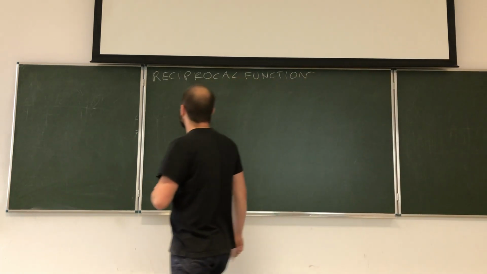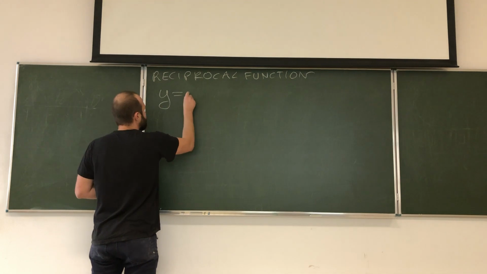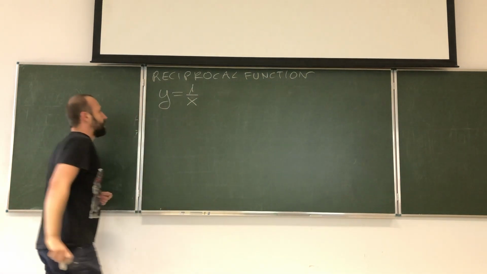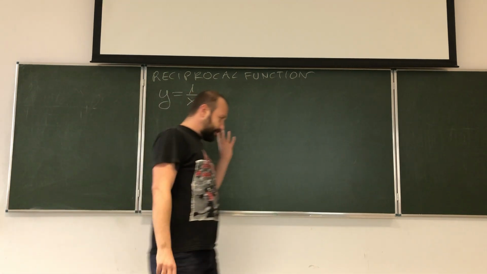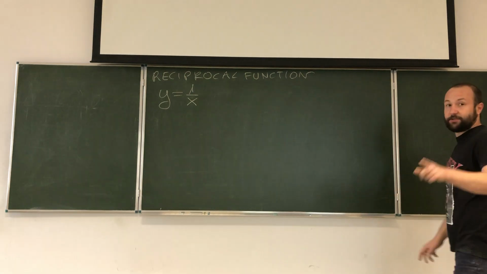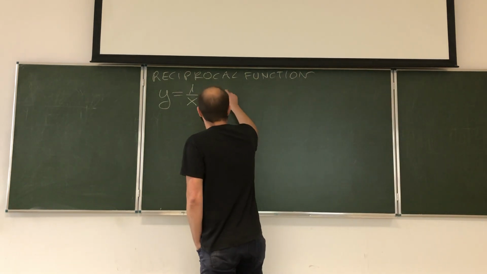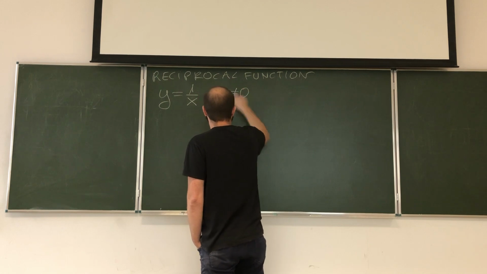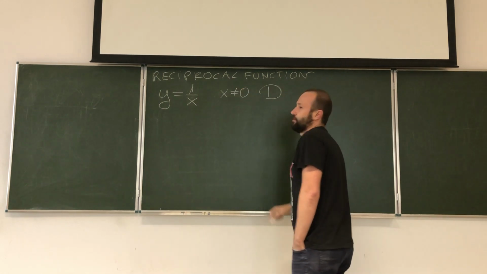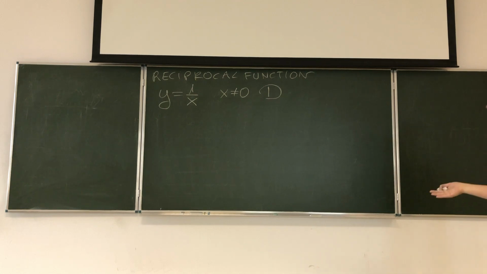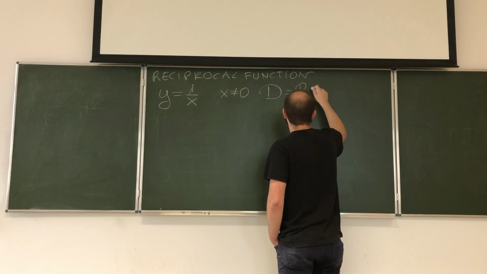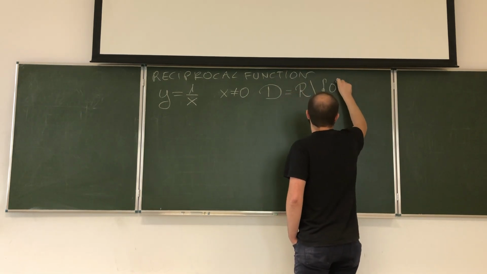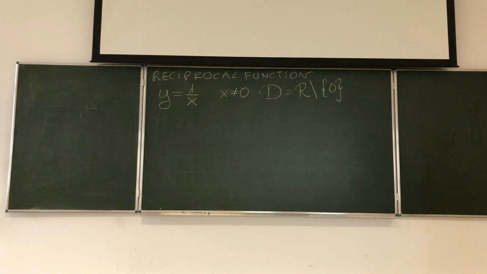Okay, and the function we are going to deal with is y equals 1 over x. So the first thing we should do when we see something like that is to make one restriction. x must be different than 0. So look, the domain of the function, so the values of the arguments in this case, are real numbers but with the exclusion of 0. So real numbers without 0.